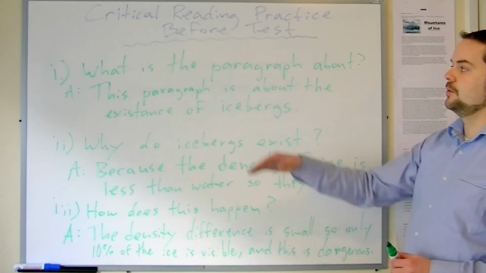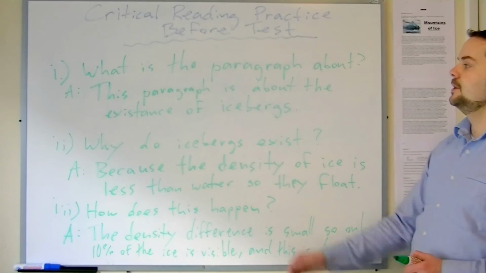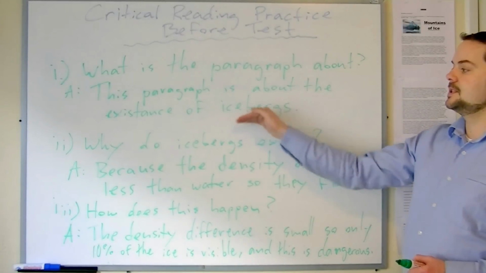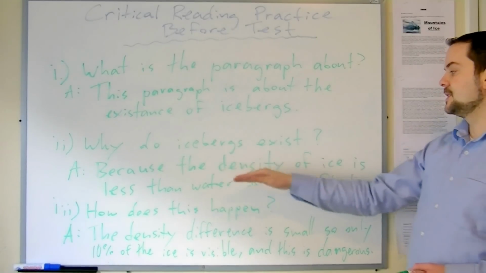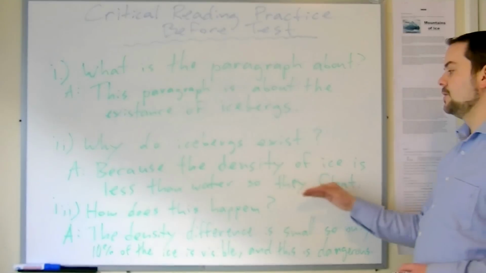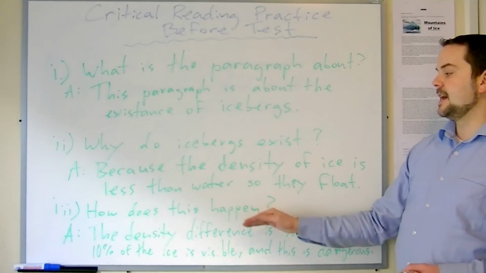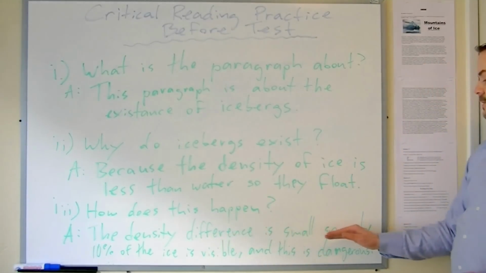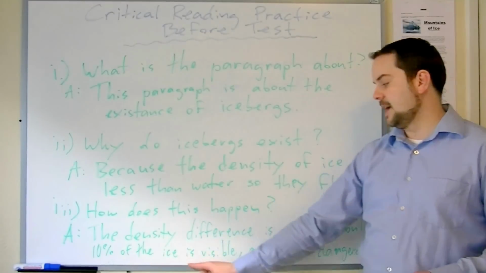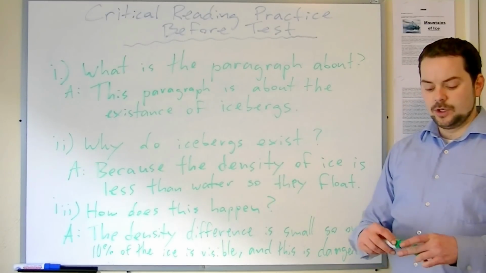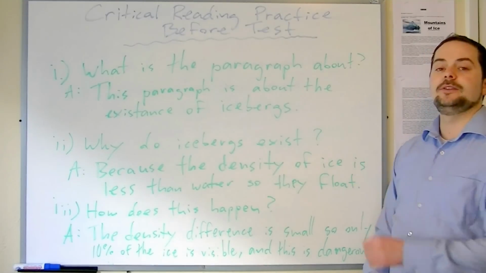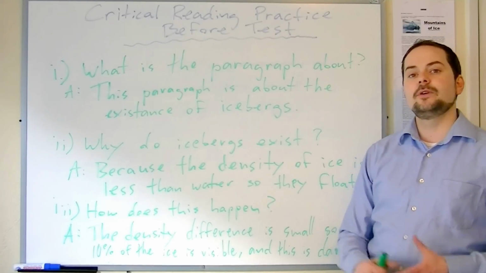Alright, so again, make sure you read it. What is the paragraph about? This paragraph is about the existence of icebergs. Why do icebergs exist? Because the density of ice is less than water, so they float. How does this happen? Well, the density difference is small, so only 10% of the ice is visible, and this is dangerous.